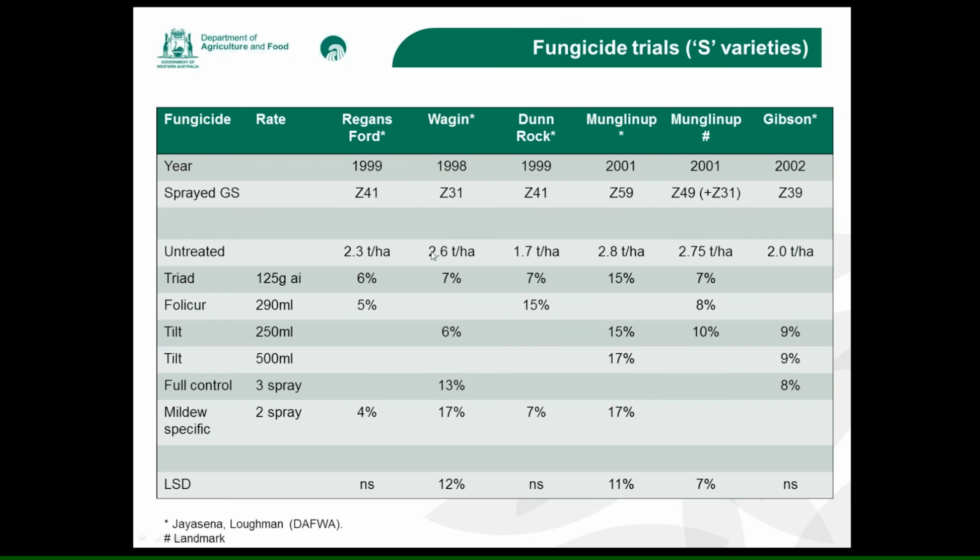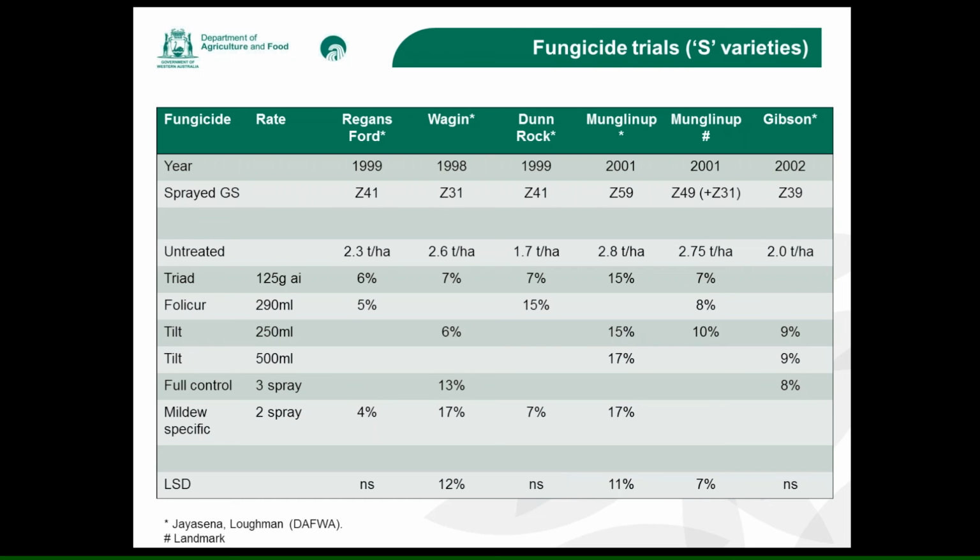I'm not going to go through each of these trials, but what I'd like to point out is that in 3 of the 6 trials we got a significant yield response. So in 3 of the 6 trials we didn't get a significant yield response. And the yield responses to a single spray range from less than 10%, 4 to 5%, through to about a 15 to 17% yield response, which equates to about a 100 to 300 kilo yield response in these 2 to 3 tonne crops.